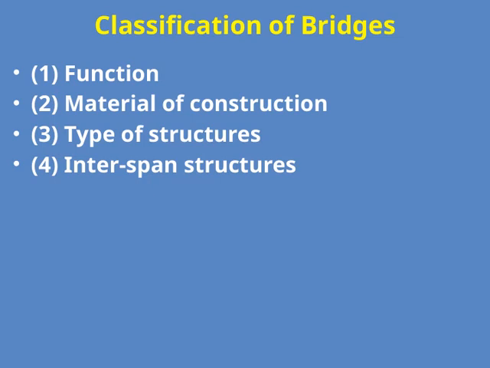Let's take a closer look at how bridges are classified. First, one common way to categorize them is by their function. This means looking at what the bridge is primarily designed to do, such as supporting vehicular traffic, pedestrians, or even railways.